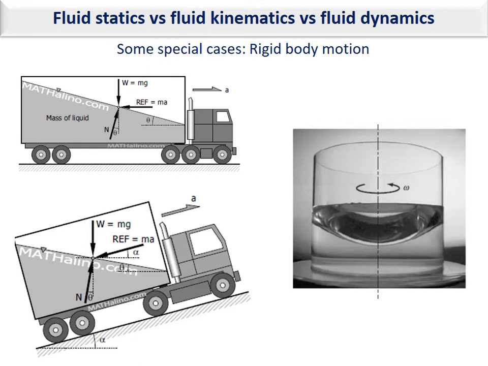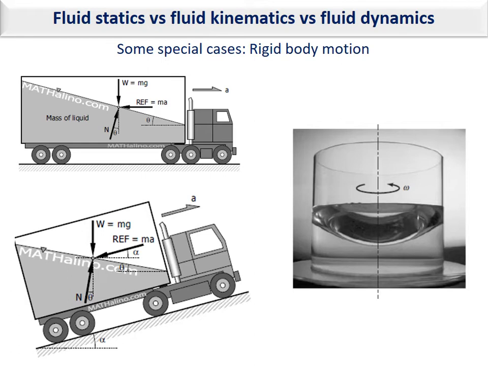If you move, on the left, a body of a mass of liquid at a constant acceleration a, for example to the right, like you can see for the truck shown here, either on a horizontal surface road or on a sloped road, there is no difference actually in the basics. And as you can see here, the surface of the fluid will not be in a horizontal position, and it will take an angle theta.